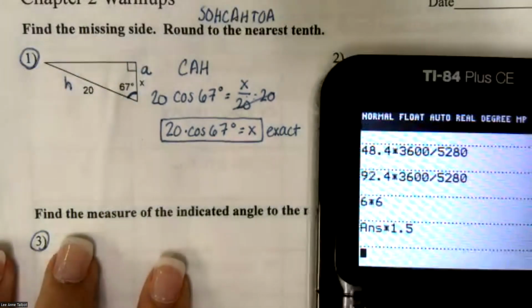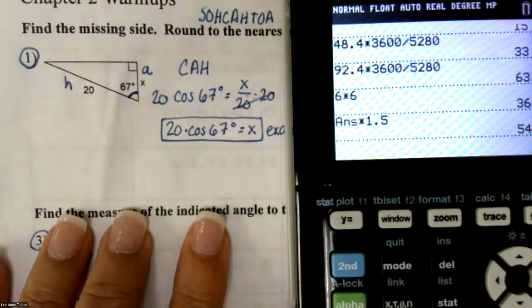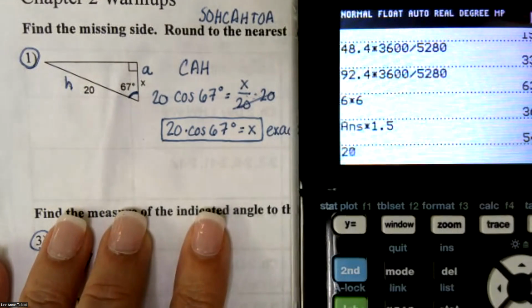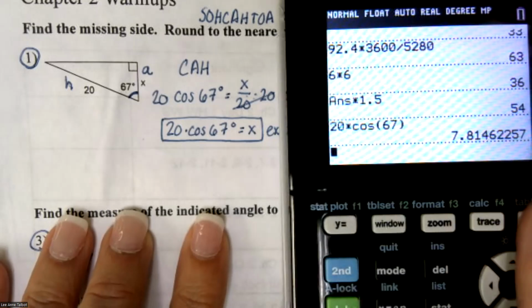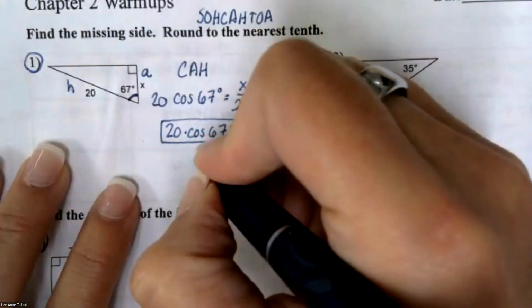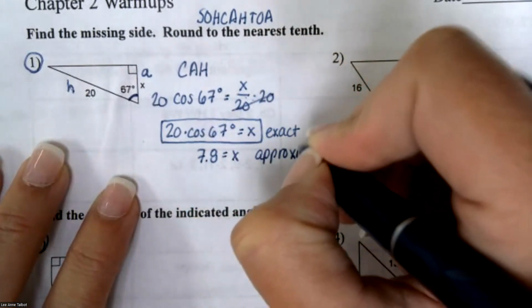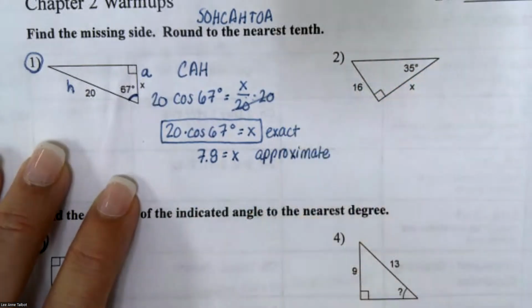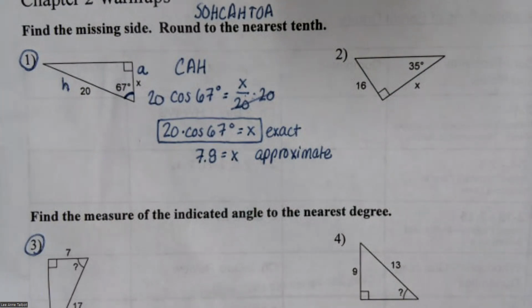And now we're going to get the calculator and make sure that it's in degrees, please. 20 times cosine 67 is 7.8. Any questions about number 1?